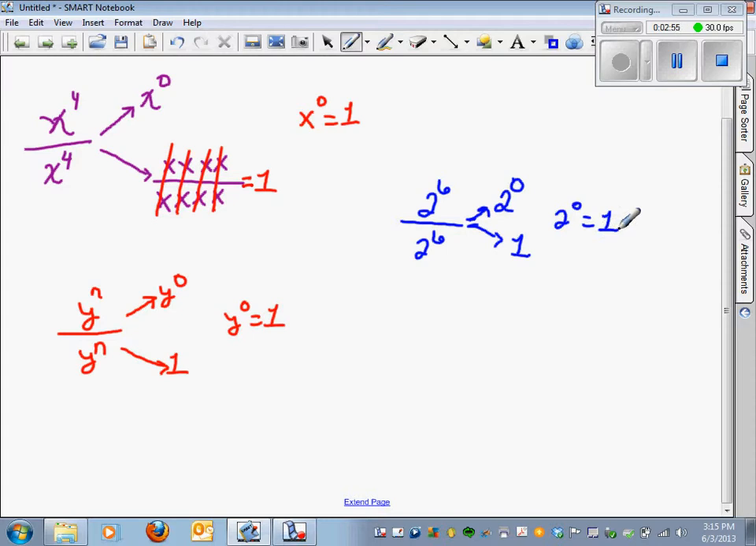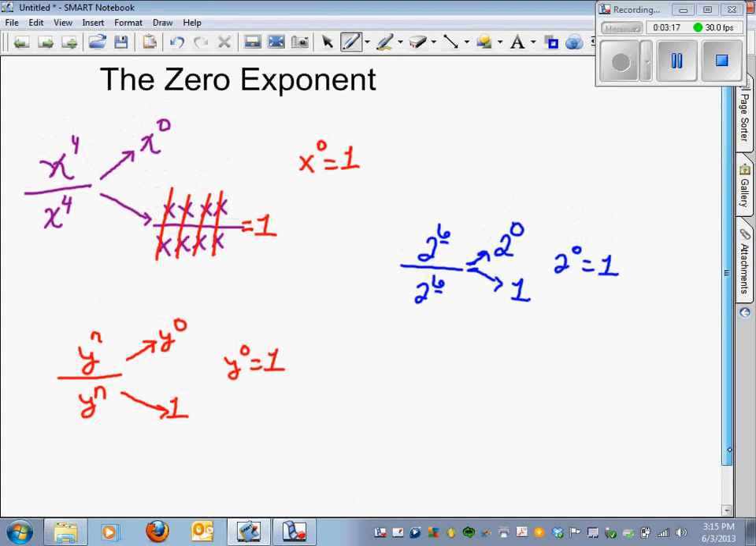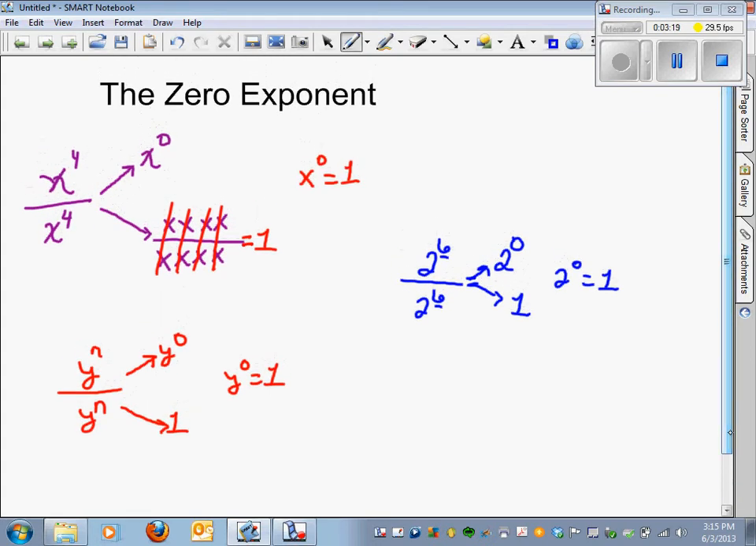You could keep doing this with any variables or any numbers because this simply comes from something divided by itself. The exponent of 0 has to come from the same exponent in the numerator and denominator, which will always give us something divided by itself. Anything to the 0 power is going to have to equal 1. It's one of those rules that I would highly recommend that you memorize so that you don't confuse yourself later, but the idea of where it comes from is simply division by itself.